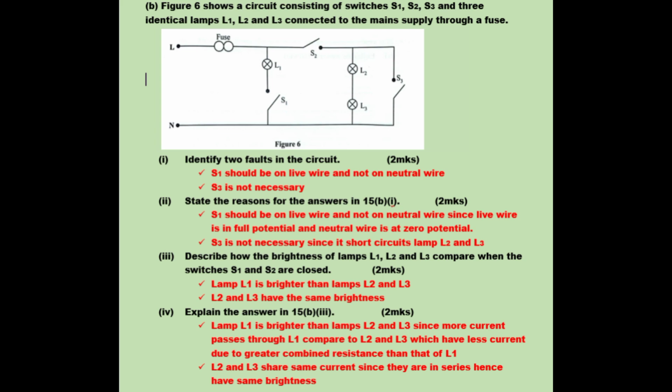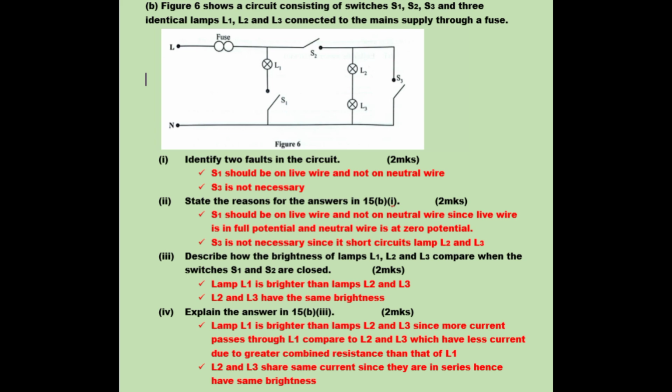Then S3 is not necessary, since it short circuits lamps L2 and L3. Switch 3 actually is not helping. It's not switching off anything there, because current will still pass through switch 2, L2 and L3, and back to neutral. That means switch S3 is just short circuiting the 2 bulbs, so it's not important.